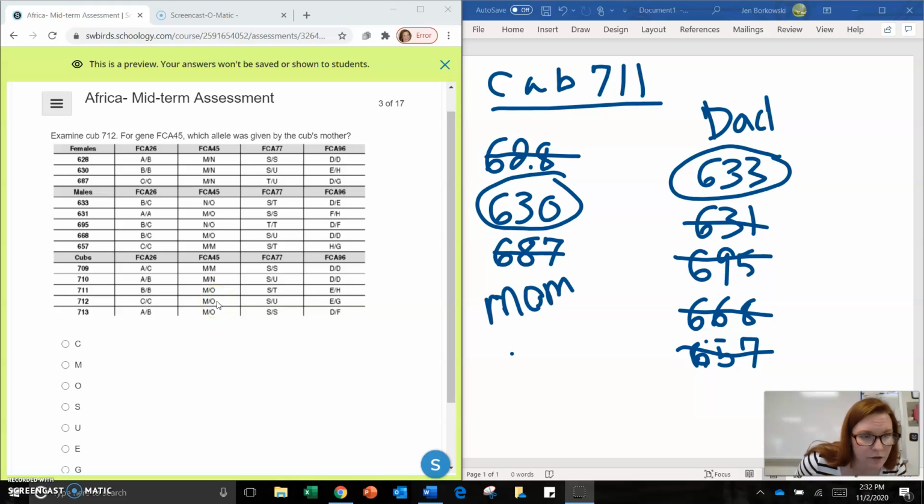Okay, so I'm going to look up to the possible mothers. All of my females have an M, but not a single one has an O. So it's not possible that the cub got an O from mom, because none of the females have an O. So cub had to have gotten an M from Mamacita.